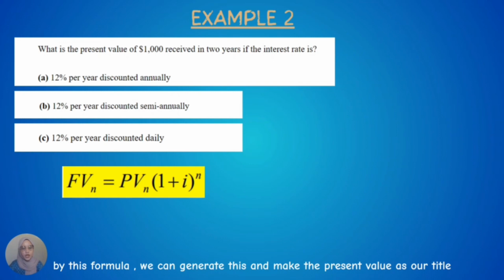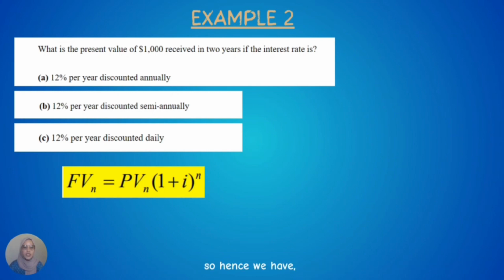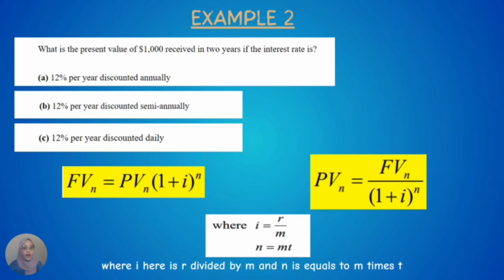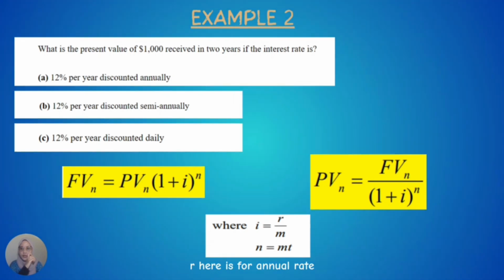By this formula, we can make the present value our subject. So we have PV equals FV divided by (1 plus i) to the power of n, where i is r divided by m and n equals m times t. R is the annual rate, m is the compounding frequency, while t is the time period.